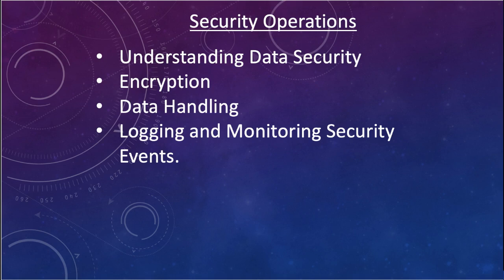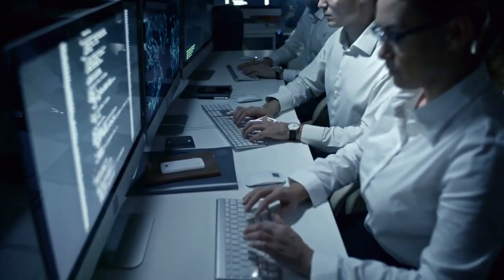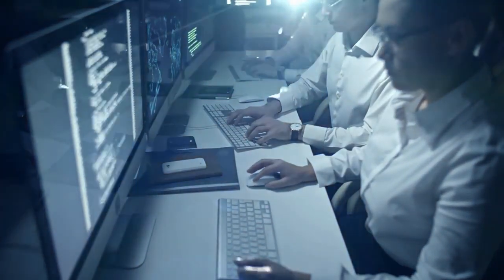Understanding data security. Data security is the protection of data from unauthorized access, use, disclosure, destruction, modification, or disruption. It involves the implementation of security controls to protect sensitive data, such as personal information, financial data, intellectual property, and other confidential information.